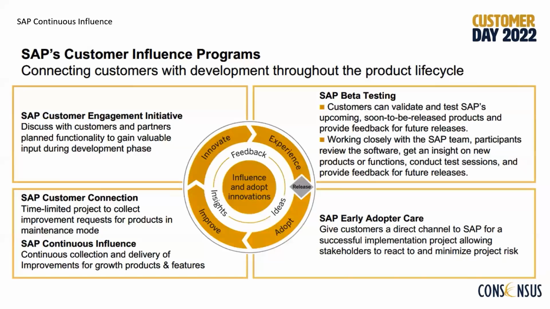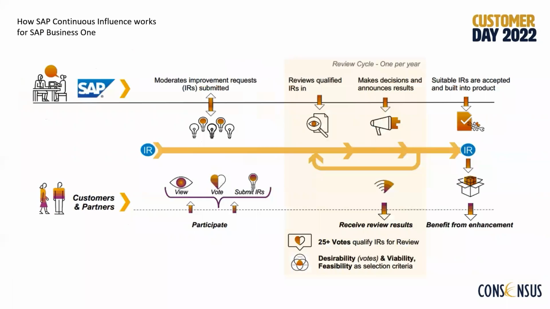Okay, how cool it is that you can actually influence the future of the software that you're using every day. SAP has a lot of customer influence programs with their different products. Today, we're going to be talking about SAP Continuous Influence, and in the case of SAP Business One, how this works. So customers and partners, they can submit improvement ideas, and depending on the number of votes and other factors that we're going to be reviewing right now, they get accepted and they are included in the software at the end.